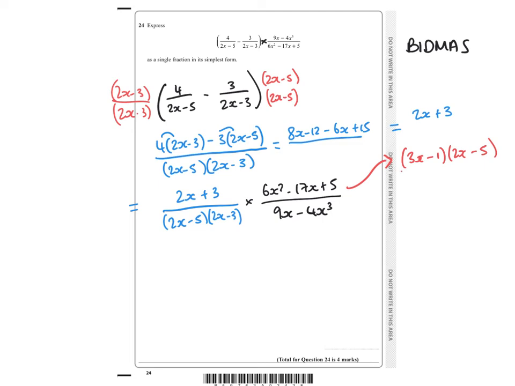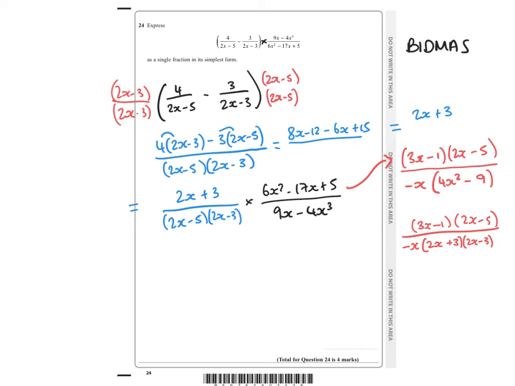Then for my denominator, it's slightly different. First of all, I'm going to take out a factor of negative x. If I do that, I'm left with 4x squared minus 9. This is a bit sneaky because 4x squared minus 9 is a difference of two squares. So on your denominator, you're going to get 2x plus 3, 2x minus 3. And then your numerator, you're going to have 3x minus 1, 2x minus 5.